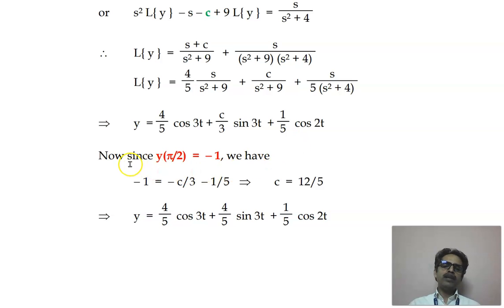Okay, now we are given the condition that y of pi upon 2 is minus 1. That means in this equation we have to put y as minus 1 on the left and t equal to pi upon 2 on the right. Now when you do this you can get the value of c, and once you get the constant c, you can put that value again in this equation and you can get the final solution of the differential equation.